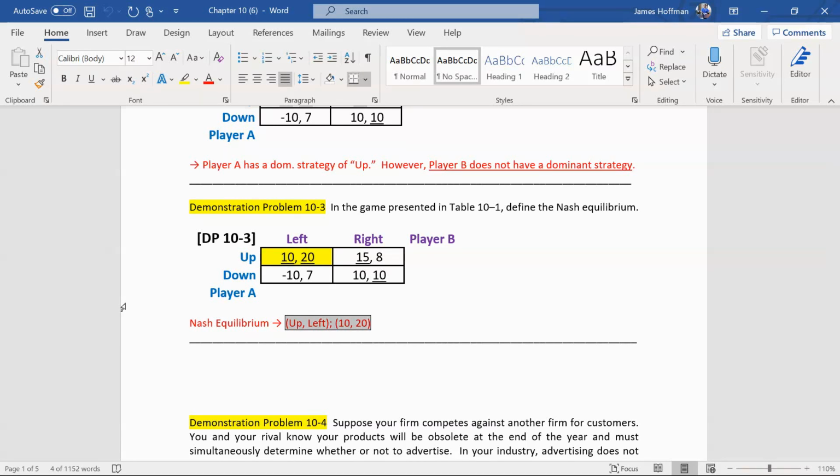Like I did here, if you want to describe the Nash equilibrium, you just list the two strategies and then the two payouts. I usually do the left player first. So player A goes up, player B goes left, and player A gets 10, and player B gets 20. Make sure when you describe the Nash equilibrium, if any, you list the two strategies first, and then the payouts or the outcomes second. That's what we did here.